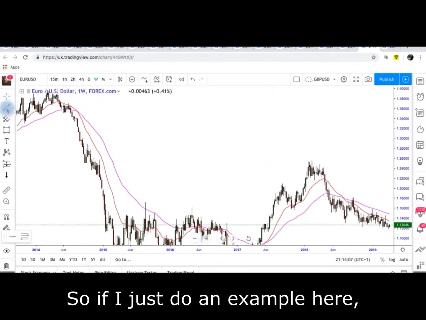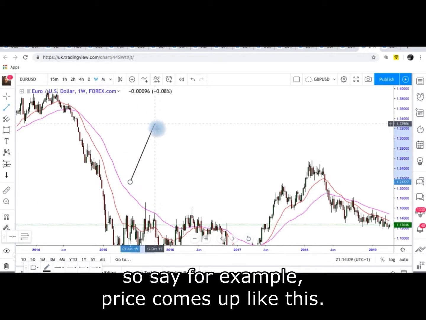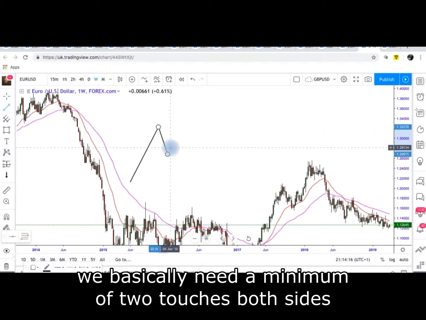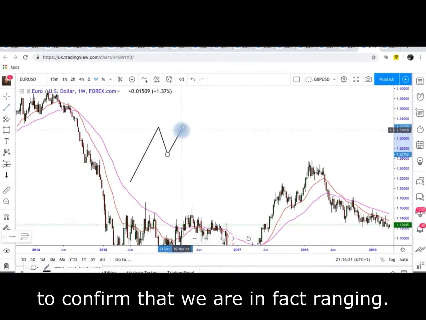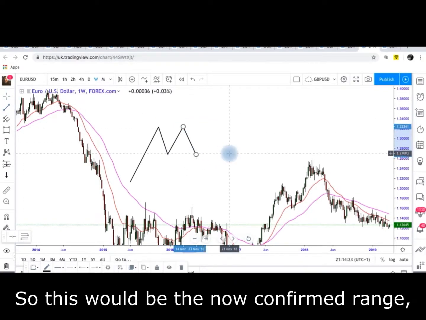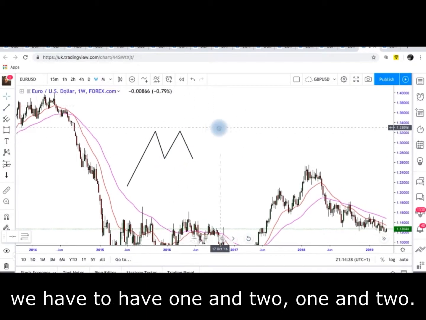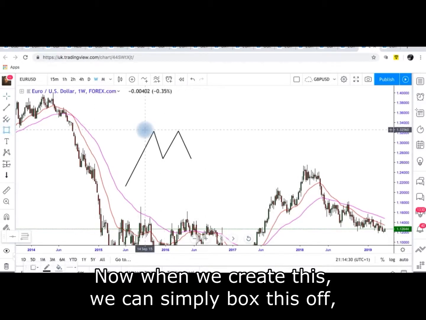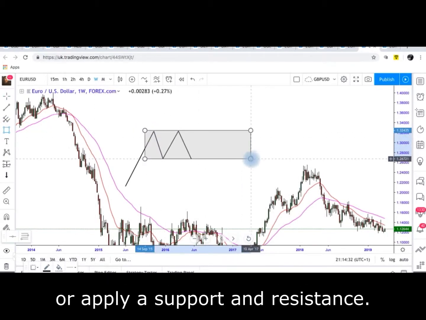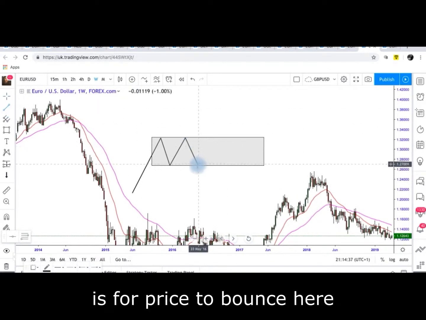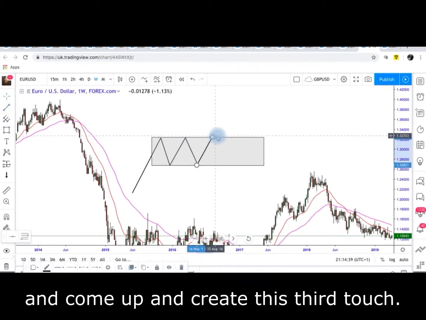So if I just do an example here, say for example price comes up like this, and then price retraces, we basically need a minimum of 2 touches on both sides to confirm that we are in fact ranging. So this would now be a confirmed range. We have to have 1 and 2, 1 and 2. Now, when we create this, we can simply box this off or apply a support and resistance. What we are now anticipating is for price to bounce here and come up and create this third touch.